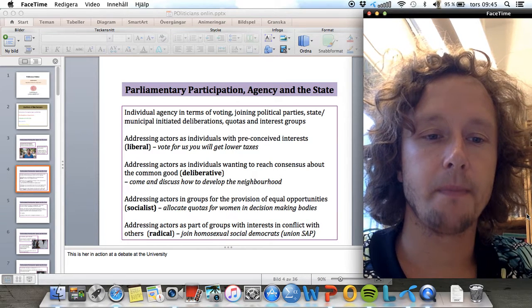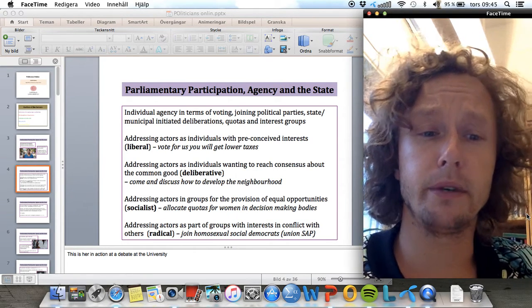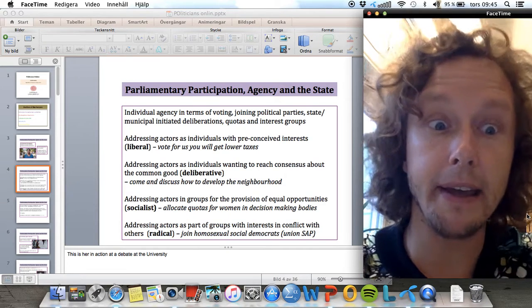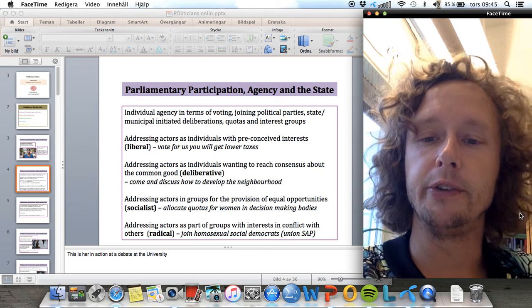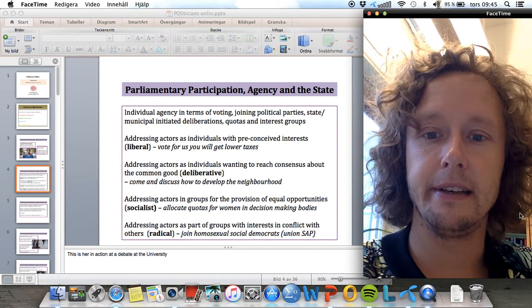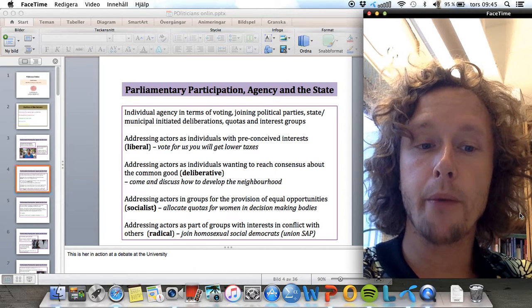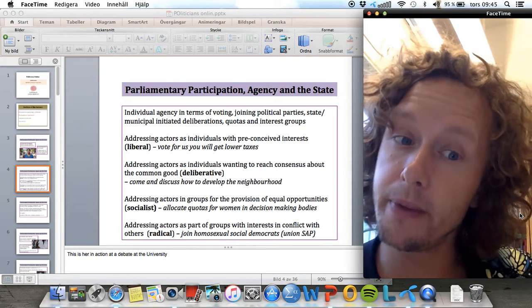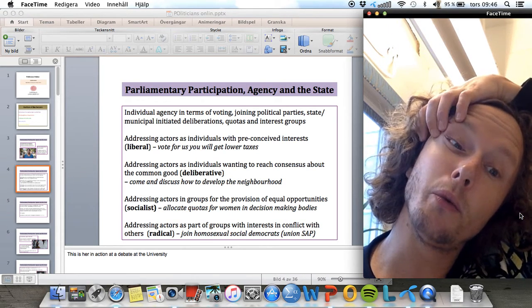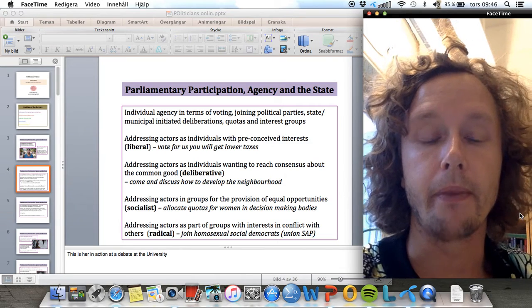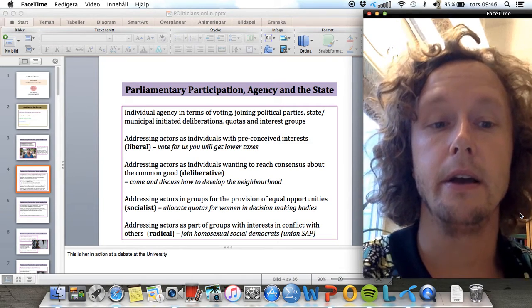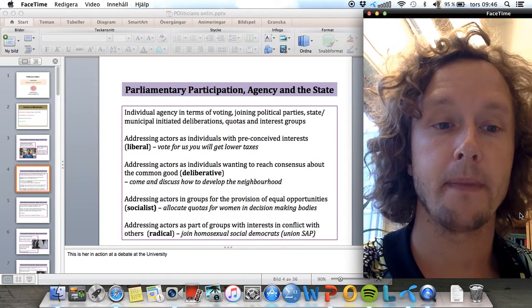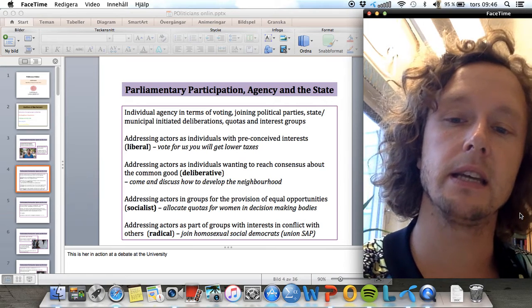And remember the different views of the political, or the different ideologies, if you so wish, that we discussed in the first lecture. If you depart from a liberal point of view, addressing actors as individuals with preconceived interests, one way to do this would be: vote for us and get lower taxes. If you depart from this understanding of what is motivating individuals or groups to participate, then you have to address them as individuals with interests, such as get lower taxes, increase the money in your wallets, these kinds of things.